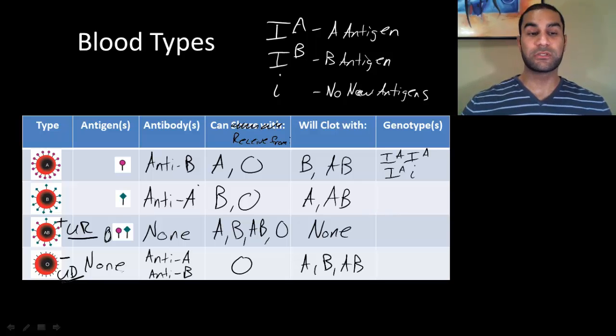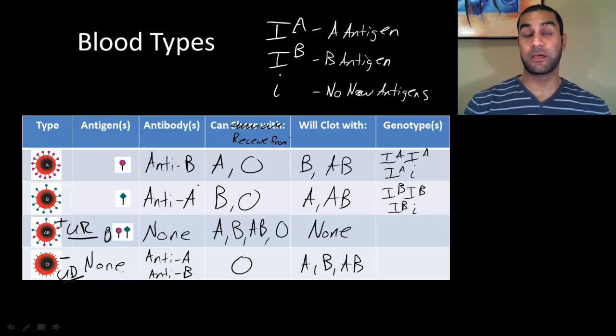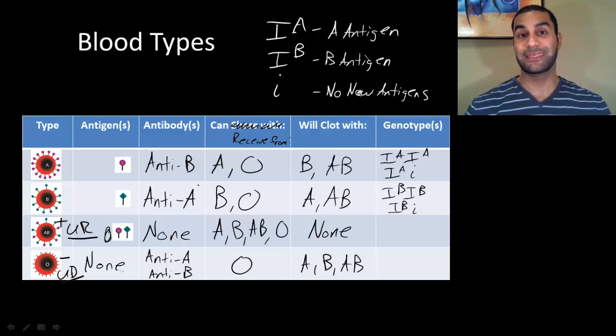The type B genotype means you only have the IB and no IAs, right? So in this case, you can be IB-IB, homozygous IB, or, just like the other one, you can be heterozygous IB and still show for type B blood because you have the B marker proteins or the B antigens and no representations of the A.